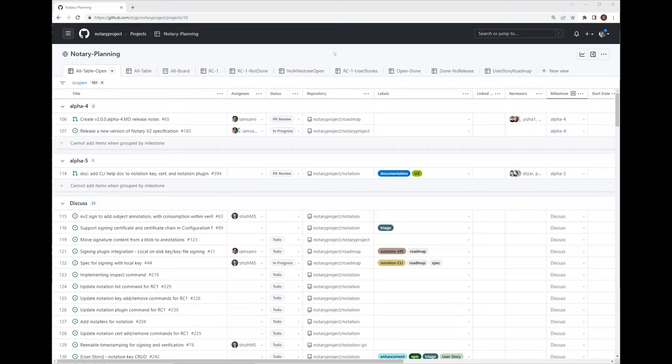Okay, I'm about to share my screen. Where is that Notary planning? Okay, here's the. Let me know if you guys can see my screen. Oh, yes, we can see.